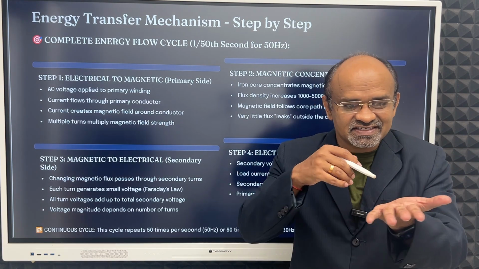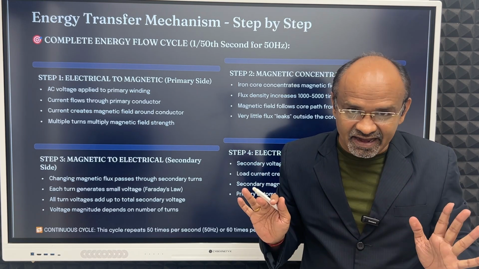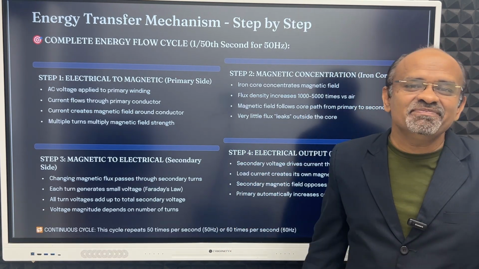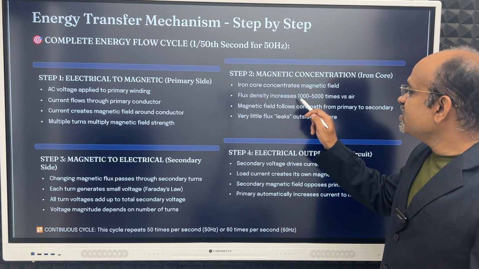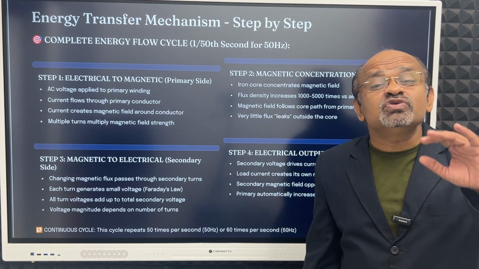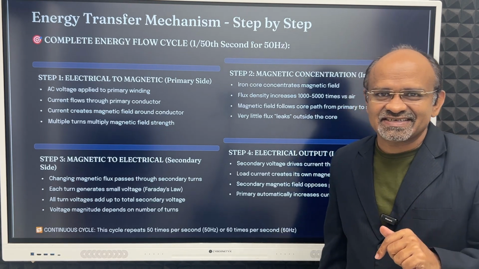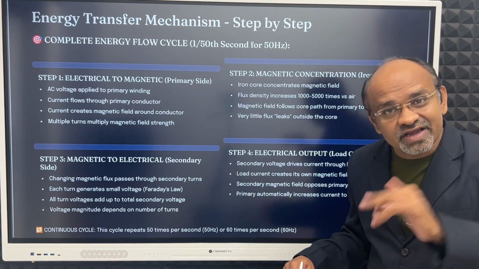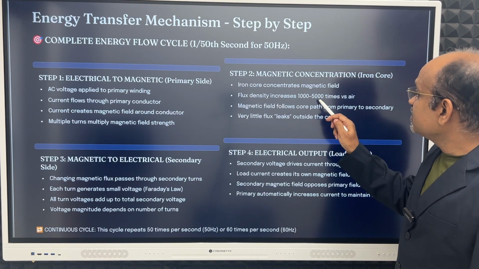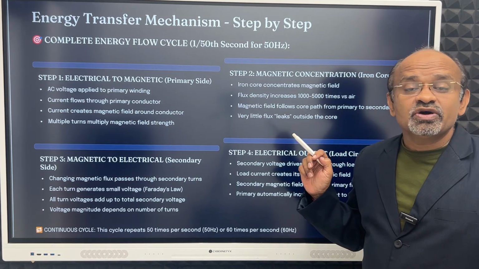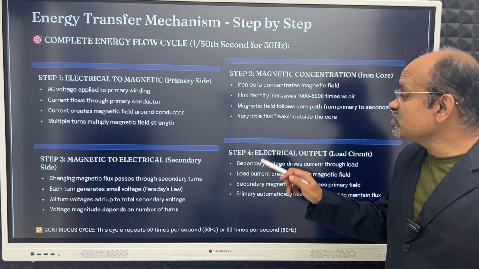Okay, we have seen in 7th standard the iron powder, and we have seen the magnetic lines in air. Now it has a medium, and the medium is this core. Flux density in the core increases 1000 to 5000 times. It is crazy. It's a very good conductor of magnetic flux, and that is what we require to transfer the energy from primary to secondary. Whatever magnetic flux is flowing in air, it becomes up to 5000 times, from 1000 to 5000.